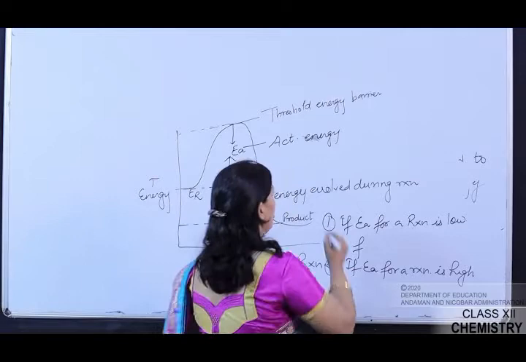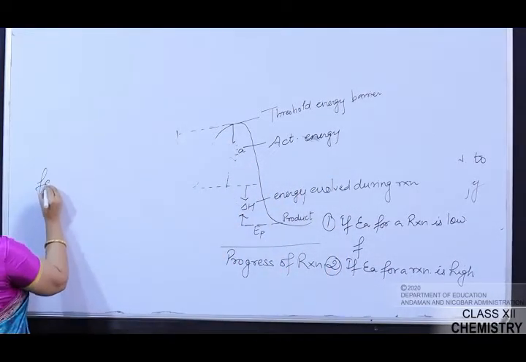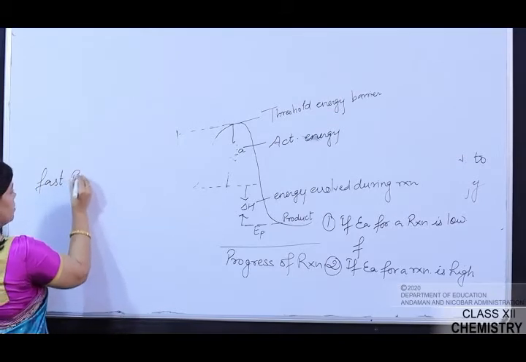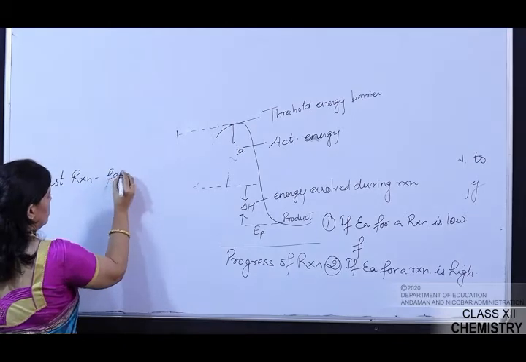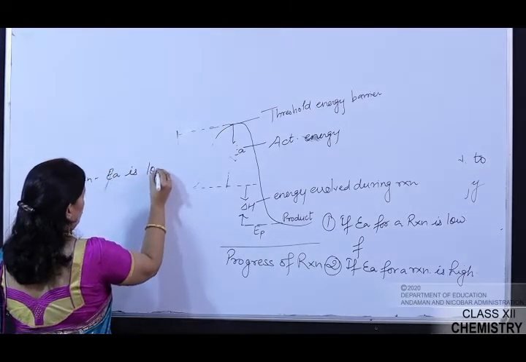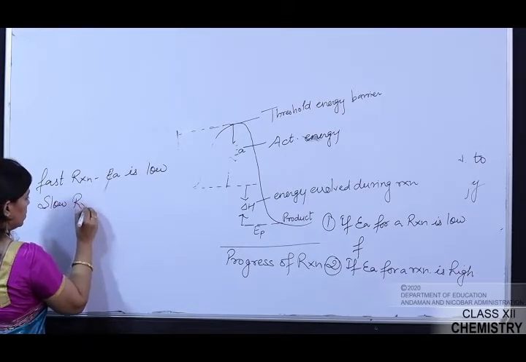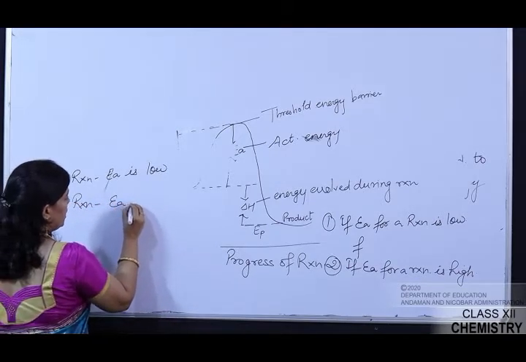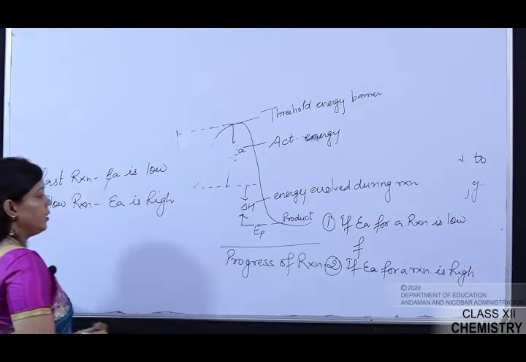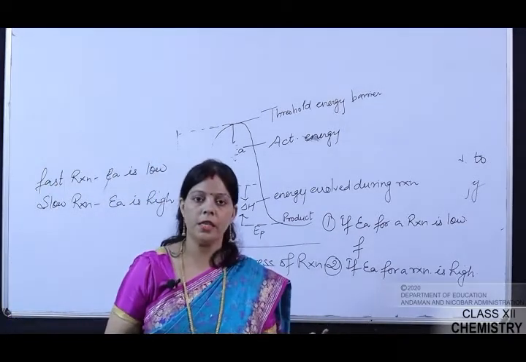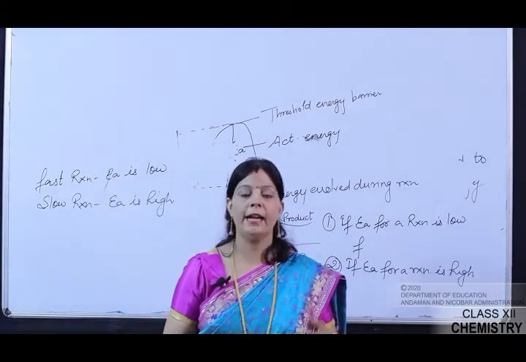It means for a fast reaction, the activation energy is low, okay, and for a slow reaction the activation energy is high. If the activation energy is low, the reaction proceeds fast, the rate of the reaction is high, and if the activation energy is high, it means the reaction will proceed at a slow rate.